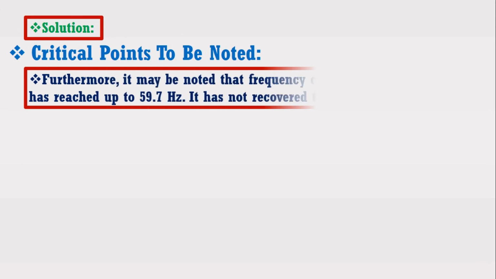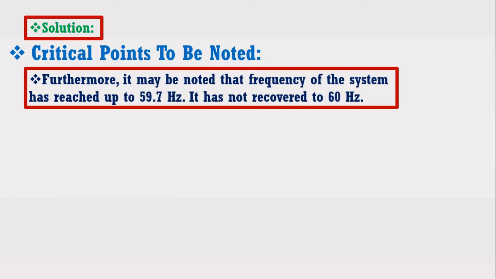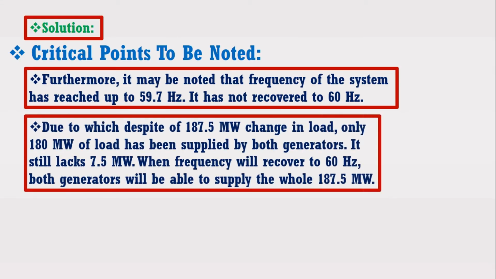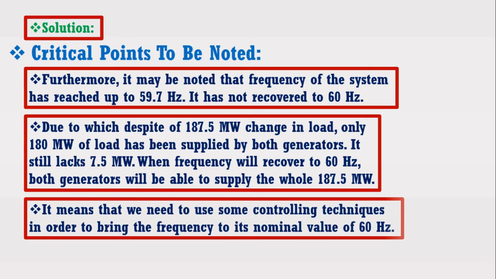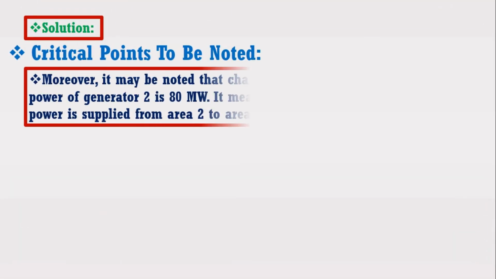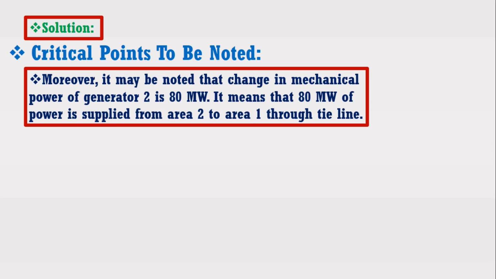Furthermore, it may be noted that frequency of the system has reached up to 59.7 Hz. It has not recovered to 60 Hz, due to which, despite of 187.5 megawatt change in the load, only 180 megawatt of load has been supplied by both the generators. It still lacks 7.5 megawatt. When frequency will recover to 60 Hz, both generators will be able to supply the whole 187.5 megawatt. It means that we need to use some controlling techniques in order to bring the frequency to its nominal value of 60 Hz.